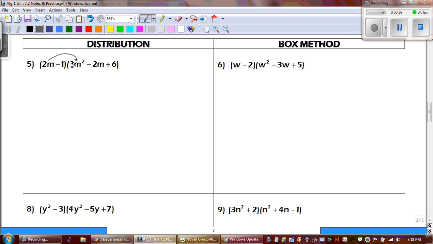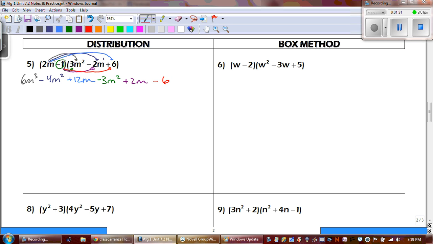Multiply my first. 2m times 3m gives me 6m. Remember, that's a 1, so we get 6m cubed. Thankfully, I have a bunch of different colors to do this, so I can keep track of everything. 2m times negative 2m gives me negative 4m squared. And then the last one, 2m times 6 gives me positive 12m. Okay? And now we just have to be careful. We're multiplying by a negative 1, which gives us negative 3m squared. A negative times a negative gives us a positive 2m. And then a negative 1 times 6 gives us negative 6.